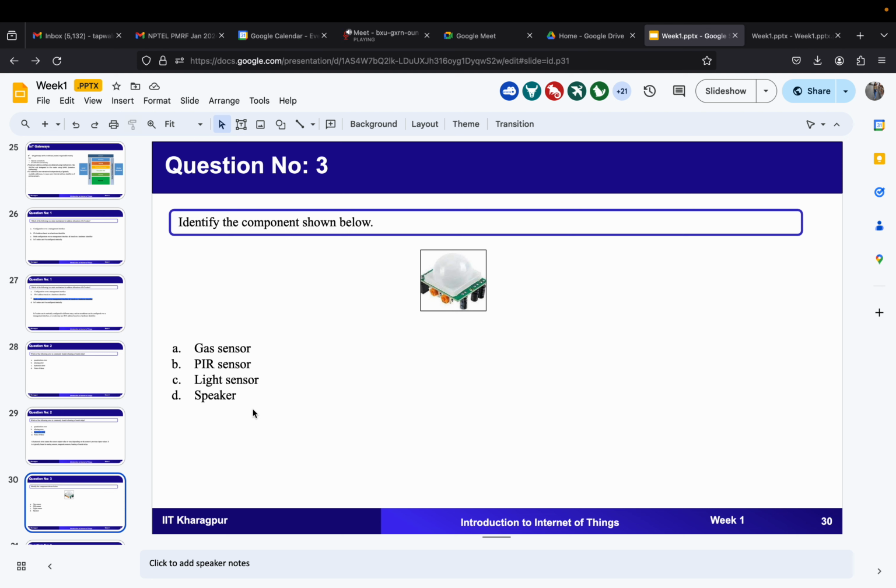Anyone? Gas sensor. I think it is PIR sensor. PIR. Okay. Anyone else? Someone is saying gas sensor, PIR sensor. PIR sensor. Okay. Can anyone tell me for what purpose PIR sensor is used?